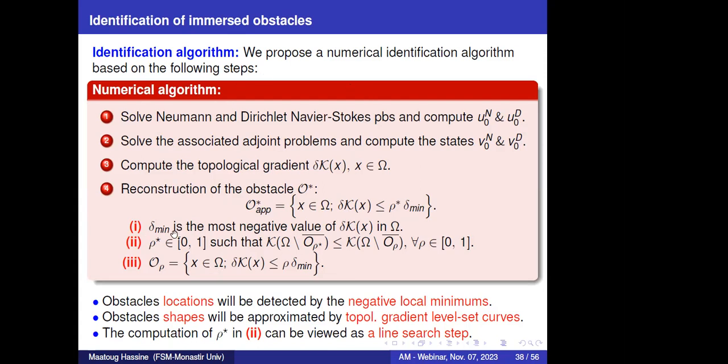Rho star is obtained by minimizing the scalar function over the interval 0, 1. So the location of the obstacle will be detected by the most negative value of the topological gradient. However, the shape of the obstacle will be approximated by the topological gradient level set curve.